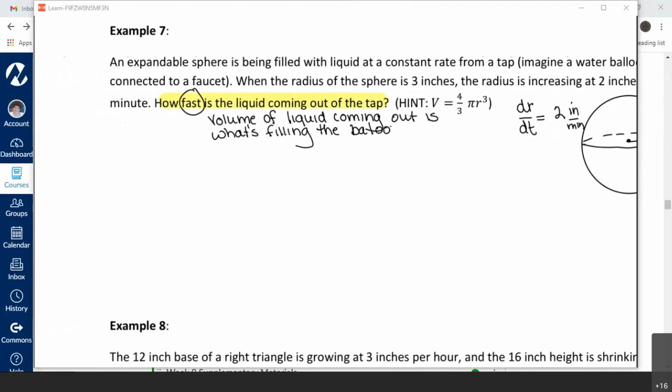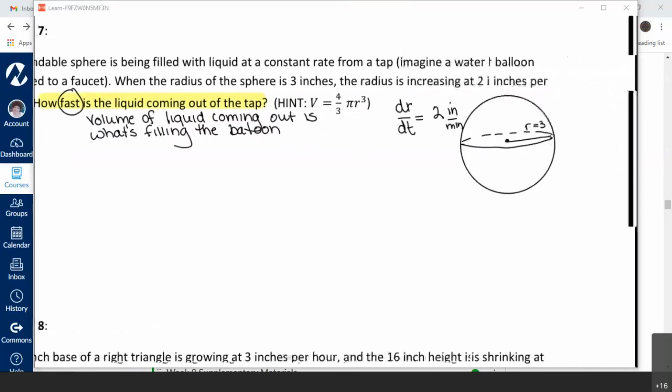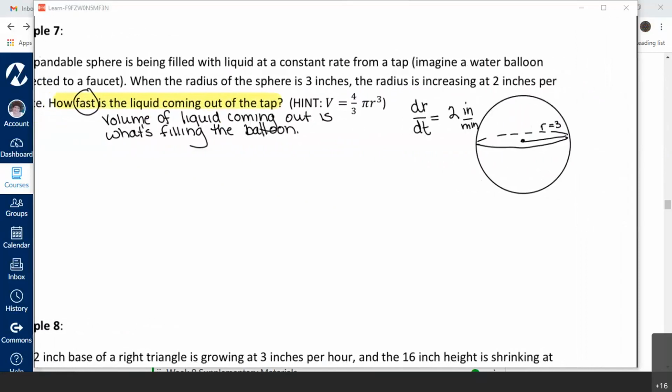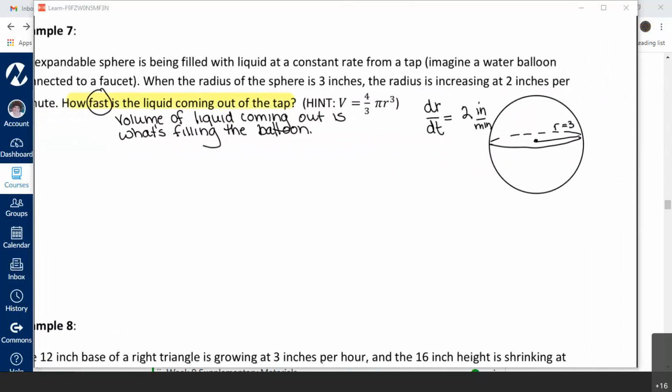Okay, and everybody should have a rough idea of how this works, right? If the radius of the balloon is getting larger and larger, so is the volume of the balloon, right? And what is taking up that volume? Well, the liquid that's coming out of the tap. Okay, so as Ni is saying, it's the volume of water. You're interested in the rate of change of that, okay?